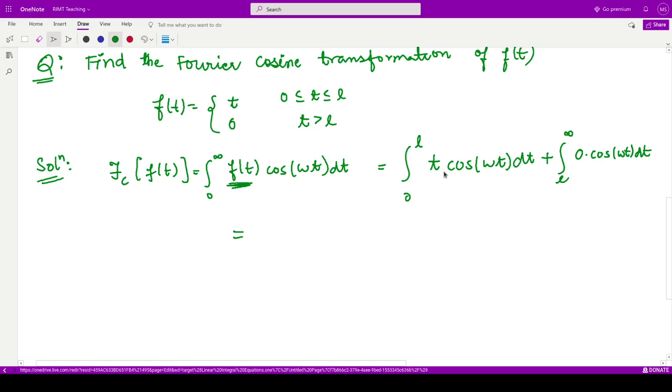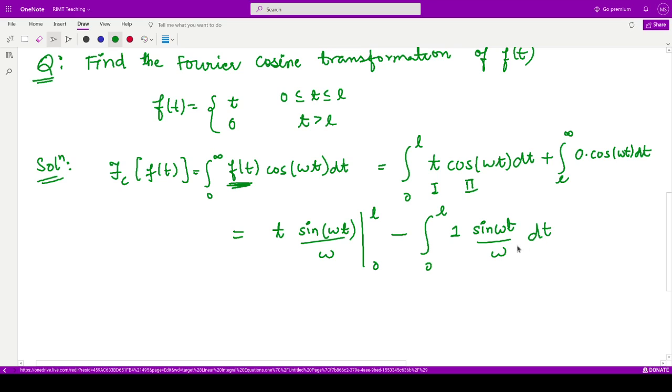So here we will perform the integration. This is the first term, this is the second term. First term as such, the integration of second would be cos omega t divided by omega, and we will substitute the limits from 0 to L, minus integration from 0 to L, the derivative of first term, that is 1, into the integration of second term, that is sine omega t divided by omega dt. So when you substitute L here, it would be L divided by omega into sine omega L, and then when you substitute 0 here, it would be 0.